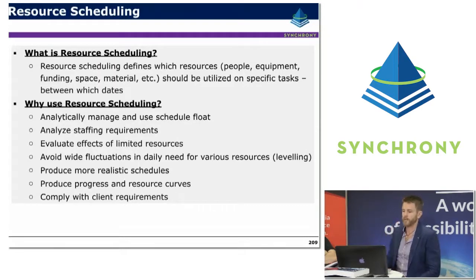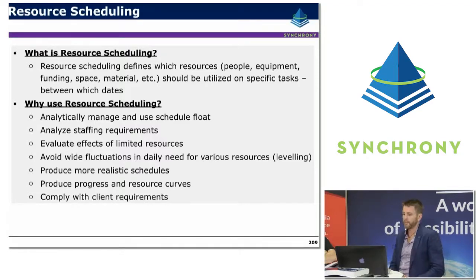Next is resource scheduling. So resource scheduling defines which resources, the people, equipment, budgeting, space, material, should be utilised on specific tasks and between which dates. Resourcing is particularly important because it's pretty common on most projects that there are resource constraints or resource bottlenecks somewhere, and by identifying them in the schedule, it helps to identify those problems quickly and solve them early. And even if there aren't those problems, just having the resource in there gives that extra level of assurance and confidence in the schedule that all the problems have been thought through.